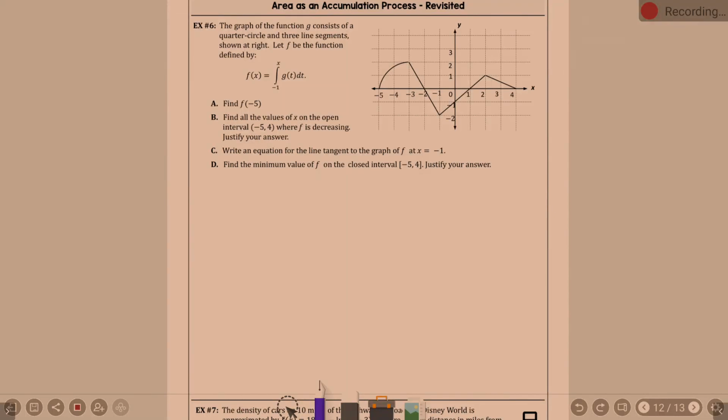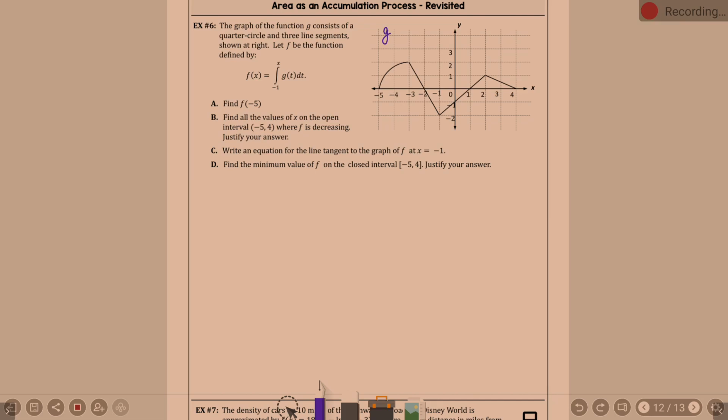Okay, let's finish up our last two on 8.4, problem 6 and 7. You'll notice at the top it's area as an accumulation process revisited. So we have a graph. The graph of the function g consists of a quarter circle and 3 line segments shown at the right. Let f be the function defined by f of x is the integral from -1 to x of g of t dt. Do notice they described this graph as g, yes? So I always like to pause and think that, okay, this is g.